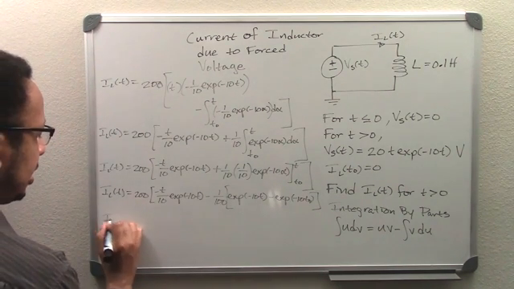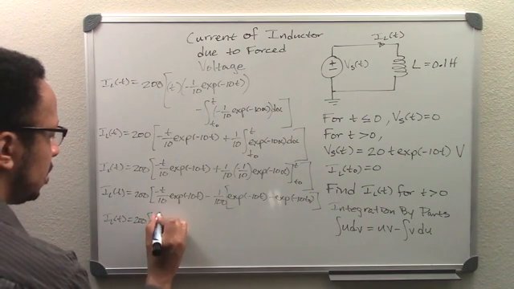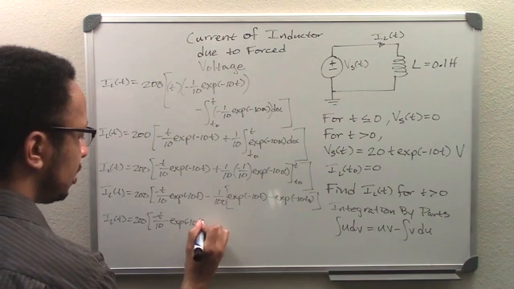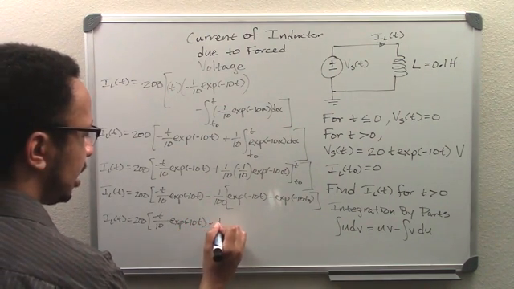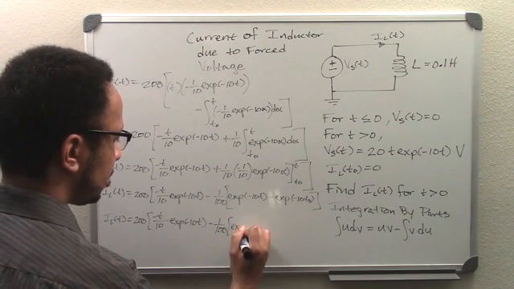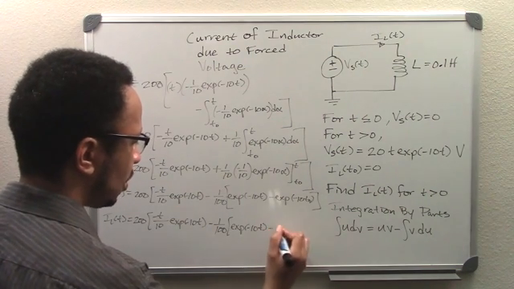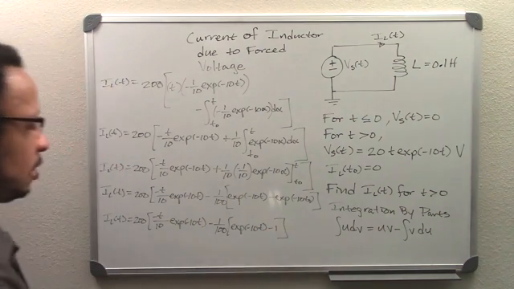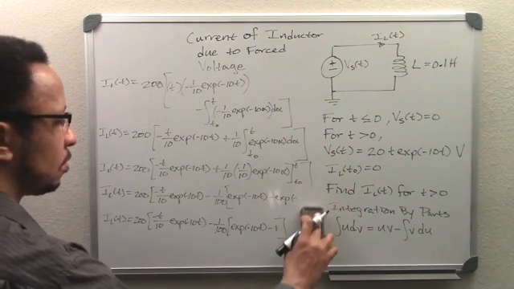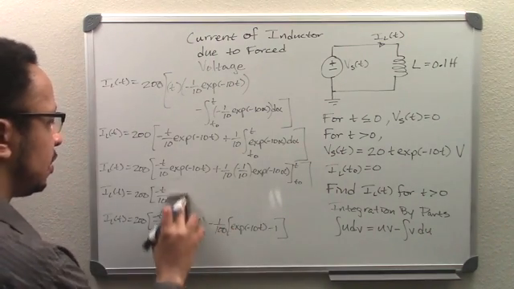So now iL of t equals 200 times negative t over 10 exponential negative 10t, minus 1/100 times exponential negative 10t minus 1. That's what we have up to this point. Go ahead and make some more room here, and we'll continue on.